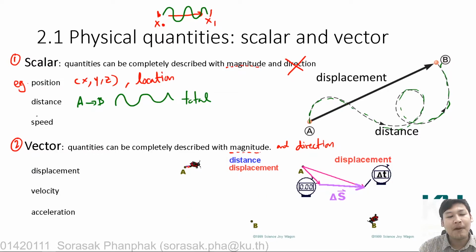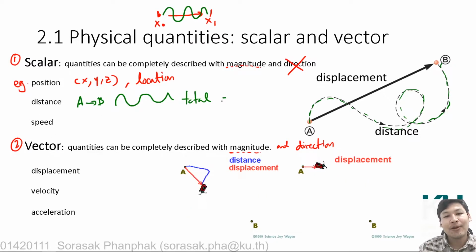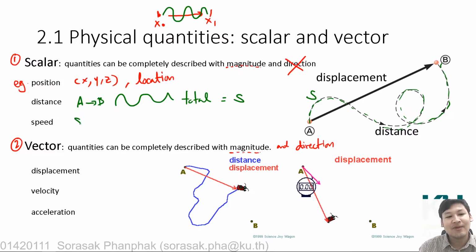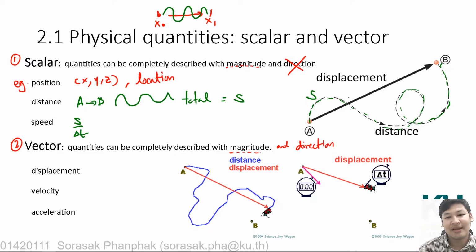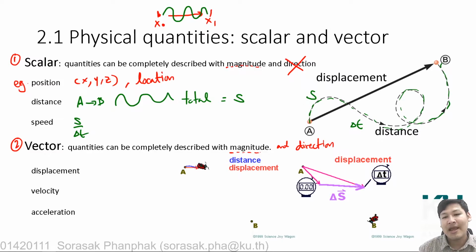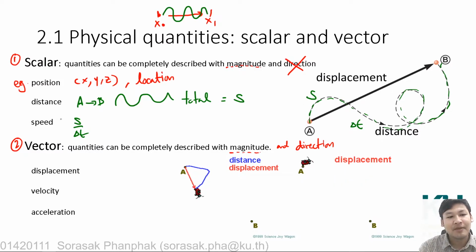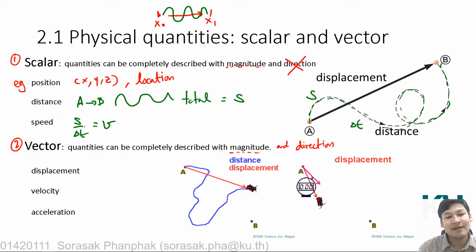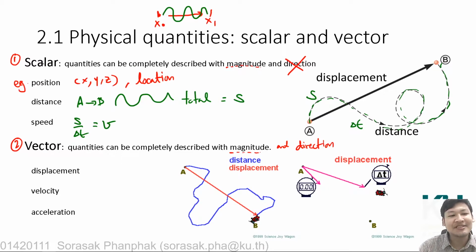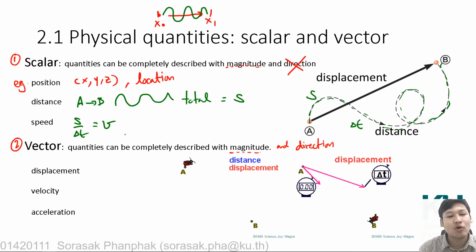And how about the speed? If you know the total distance along this path, and you divide by the time that has been taken along this path, where t is the time that you move from point A to point B, this is what you get: the speed, the distance over the time change. So these are examples of scalar quantities.